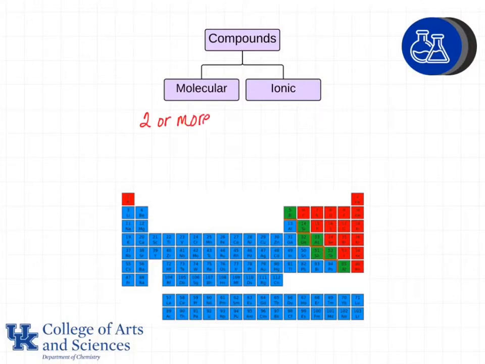Molecular compounds are composed of two or more nonmetals. So two or more of our elements in red. Ionic compounds are composed of a metal plus a non-metal. So we have something from the left side of the periodic table, excluding hydrogen as an option, and something from the right side of the periodic table. We won't discuss very many compounds that involve the metalloids, so we're not going to worry about those.